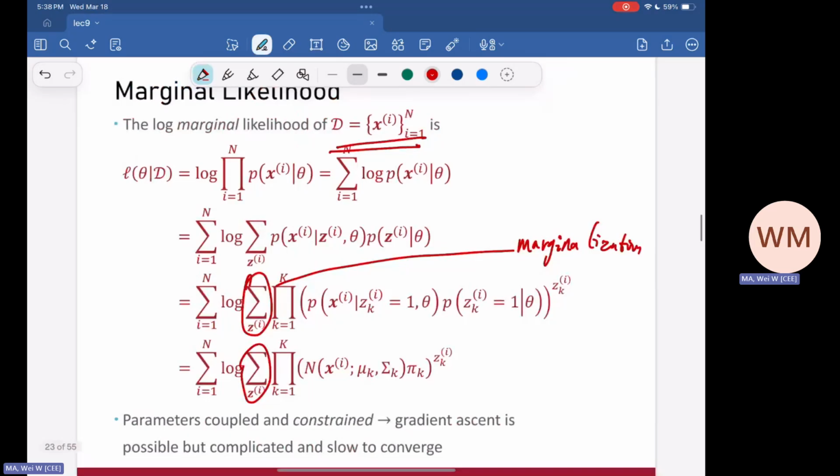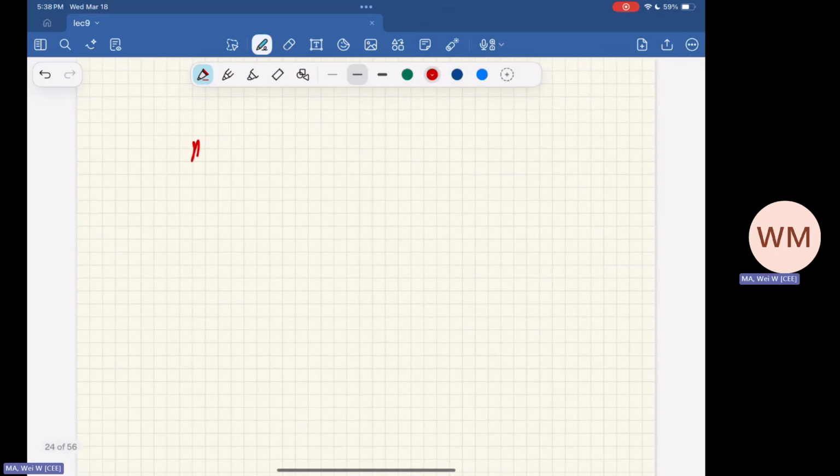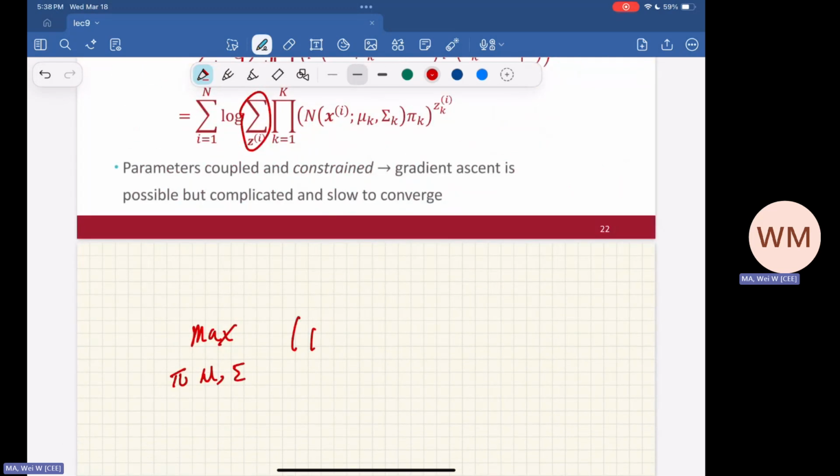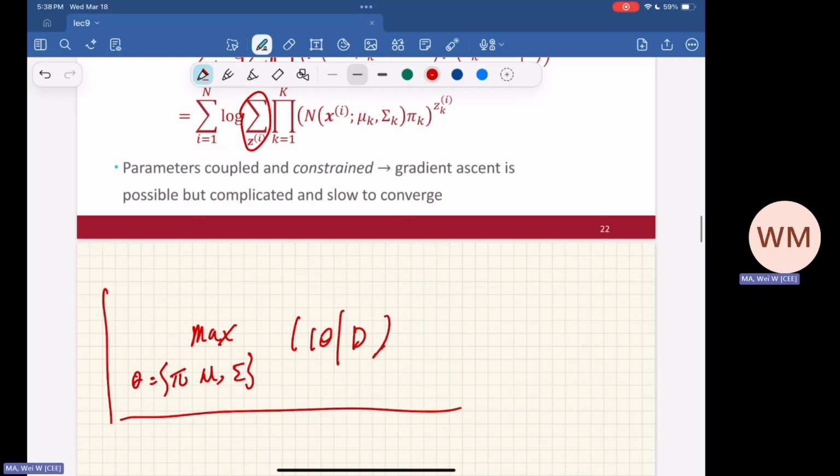So we are doing MLE, which is a maximization problem. Essentially, what are we solving? We are doing a maximization problem where the decision variables include pi, mu, and sigma for all k, such that we maximize the log likelihood of theta, where theta is these parameters, conditioned on the data. So this is what we want to solve, the MLE.